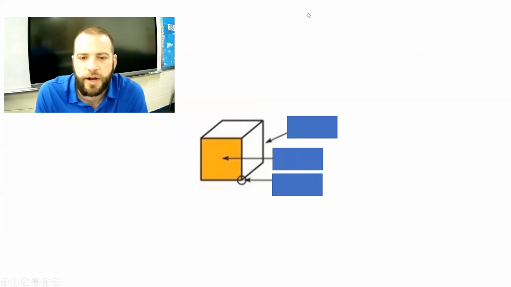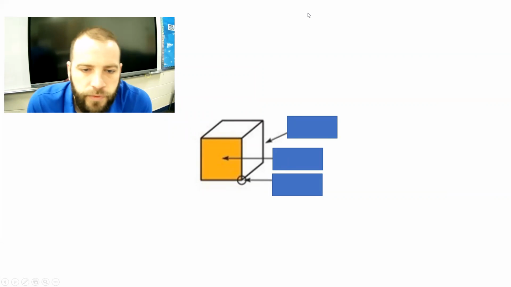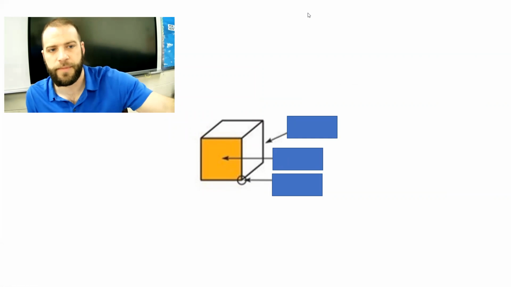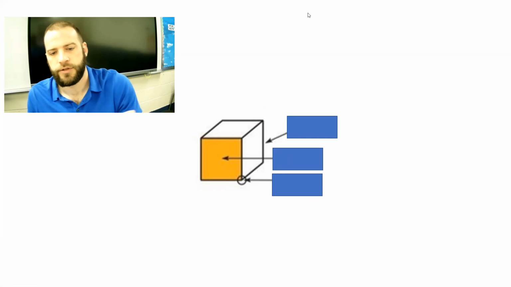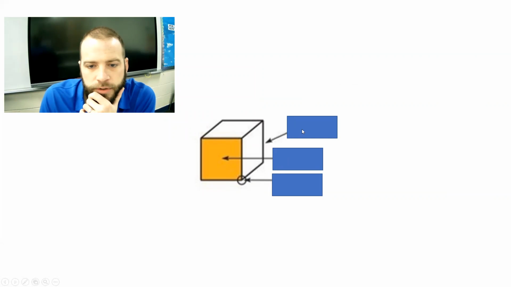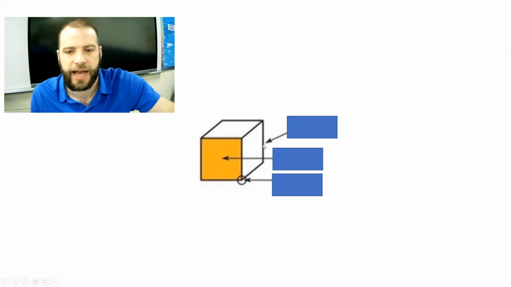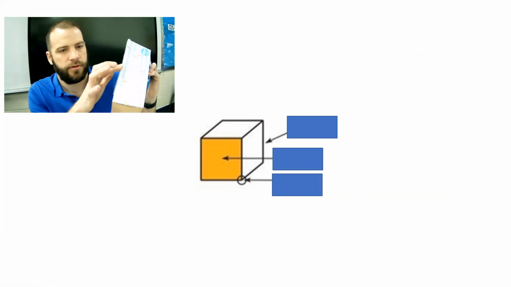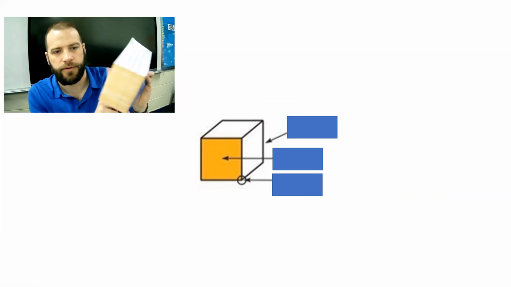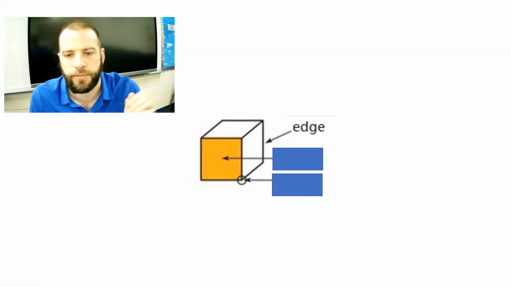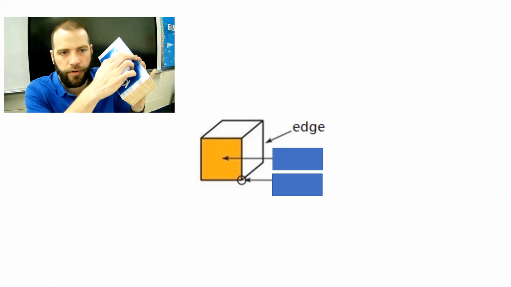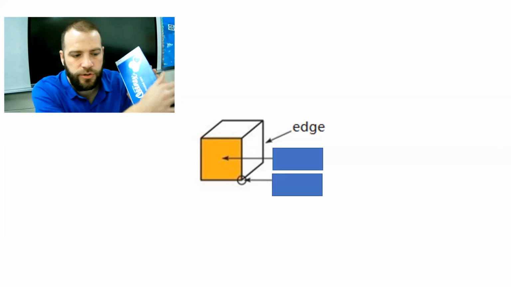Before we do that, let's talk about the parts of a cube, because a cube is your three-dimensional object. This first box is pointing at the side, like right here. What are these sides called? They're called edges. Like if you were walking, don't jump off the edge.